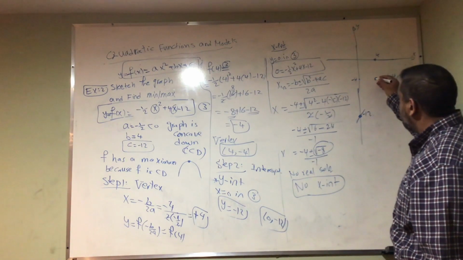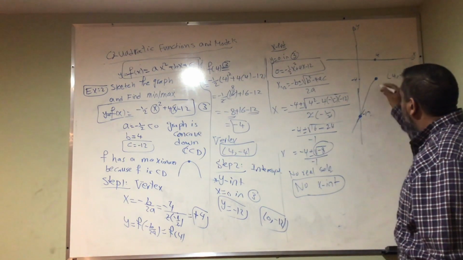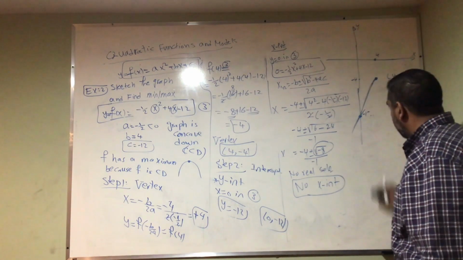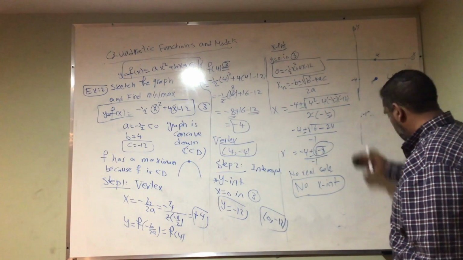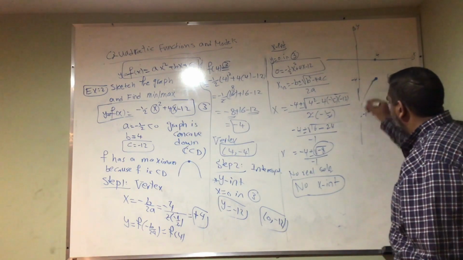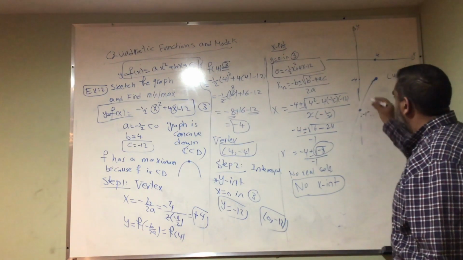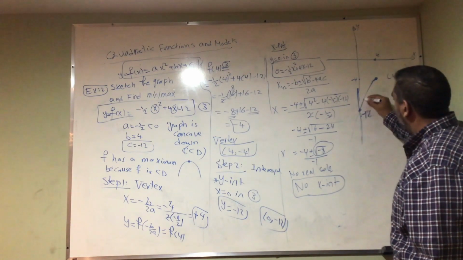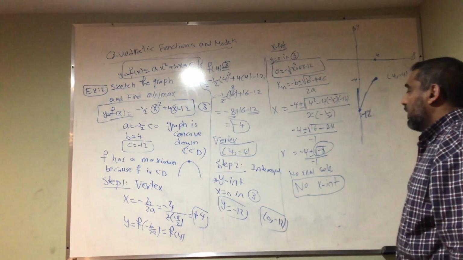But that is my vertex. So the graph should be like this. The graph should start like this here, guys. Just one piece here. I'm just sketching the graph. So that is minus 12 here, guys, and that is your x. It crosses here, and the graph keeps continuing like this. All right? So that is your vertex.